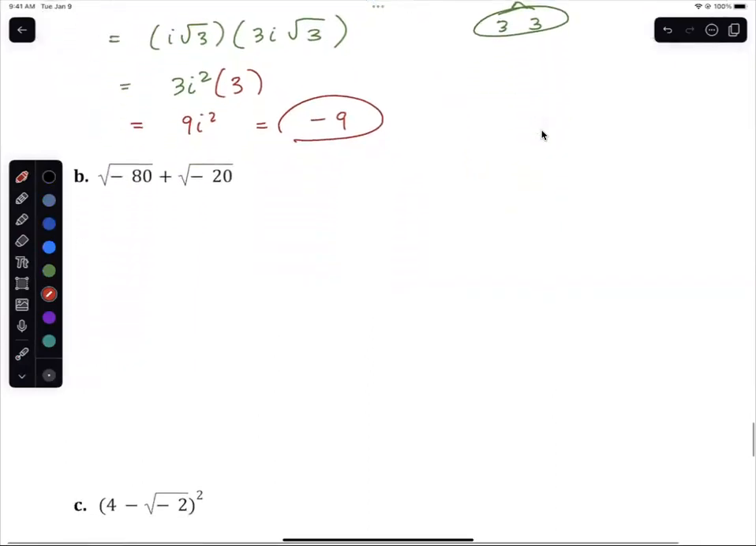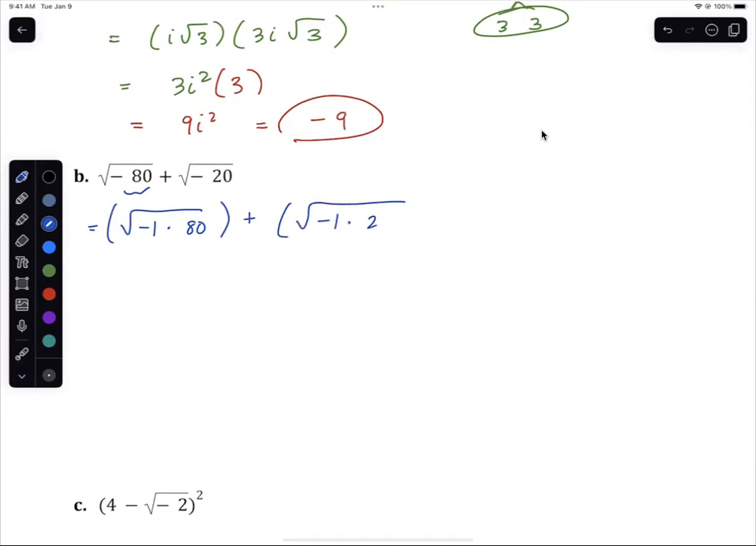For B, okay, same idea. We can rewrite this guy as the square root of -1 times 80 plus the square root of -1 times 20, which makes this i square root of 80 plus i square root of 20. Okay, so we're going to try to simplify square root of 80.